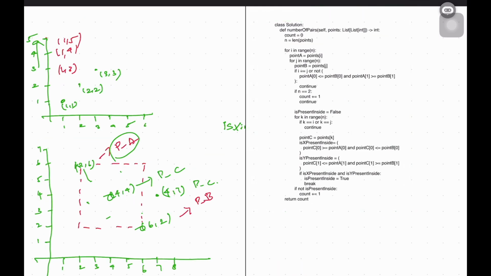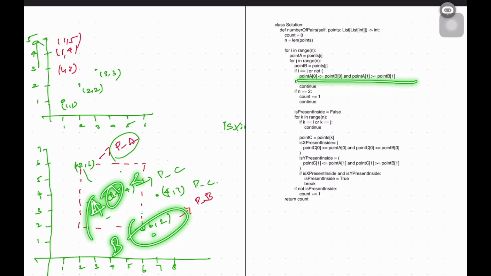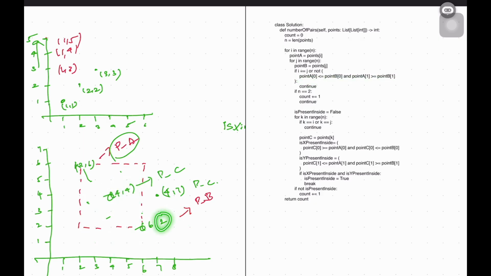Okay, the approach that we have used to solve this question: we'll be running 3 loops. The first loop is to get point A, the second loop is for point B, as we mentioned. So I should not be equal to J, so we'll be getting 2 different points, right? Point A of 0 should always be less than point B of 0, and point A of 1 should be greater than B of 1. If not, then you don't need this. This is not in the upper left.